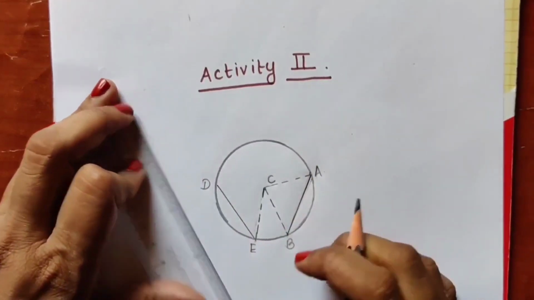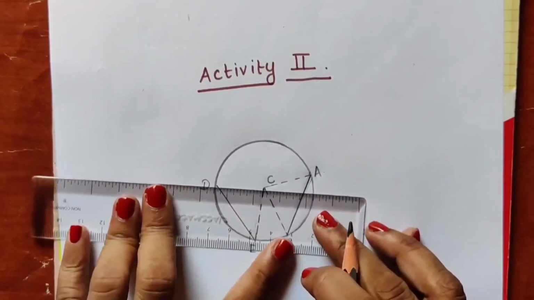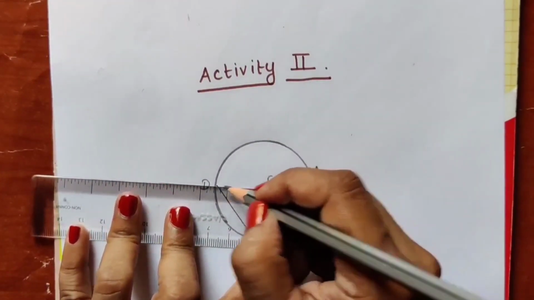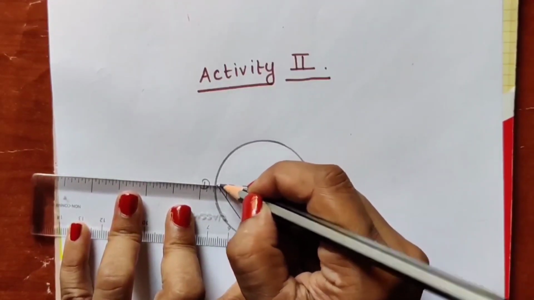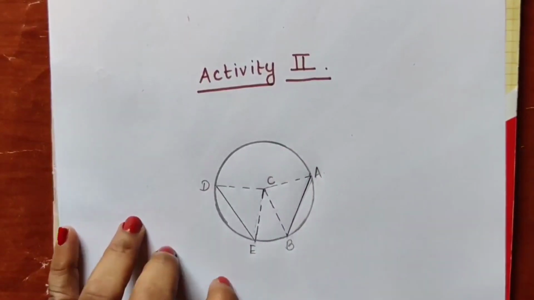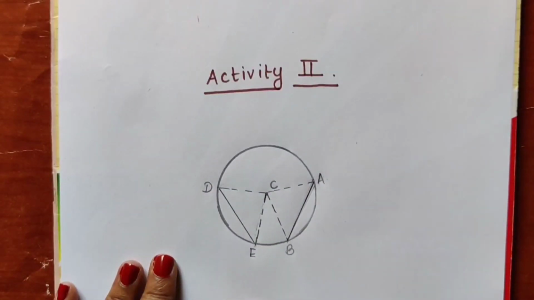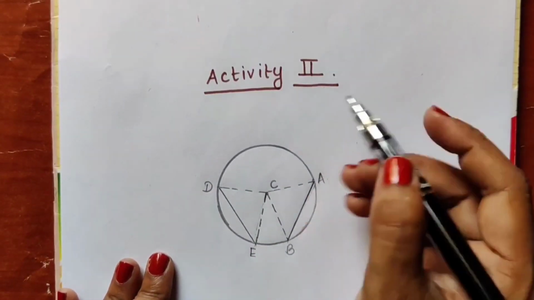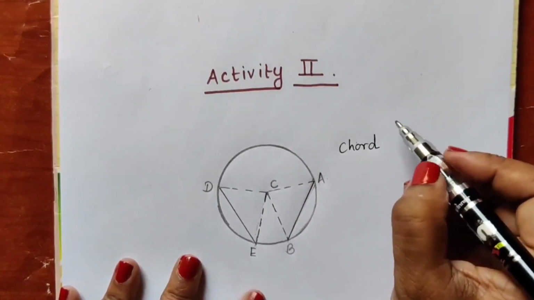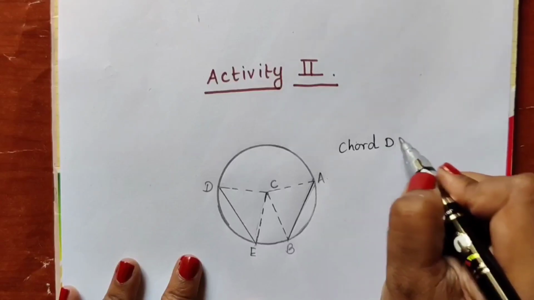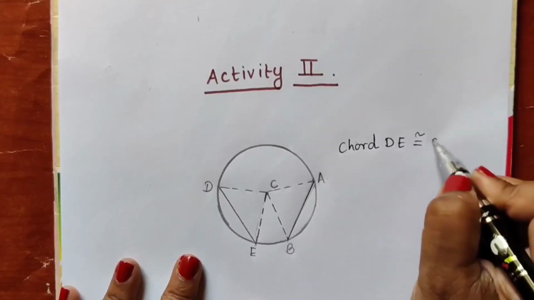Okay, so radius CE we have drawn. Now we have to draw the radius CD. From C to D, this will be the radius CD. So in this way we have drawn these four radii. First we have drawn these two chords, chord DE, which is congruent with chord AB.